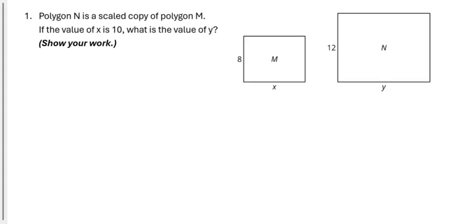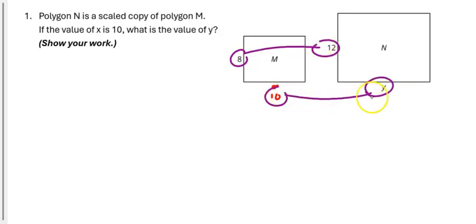So for problem number 1, we are told that the length of x is 10, and they're asking to find the value of y. So there's a couple ways of doing this. I'm going to take the approach of a proportion by setting up corresponding sides. So going from m to n, 8 goes to 12 as 10 goes to y.